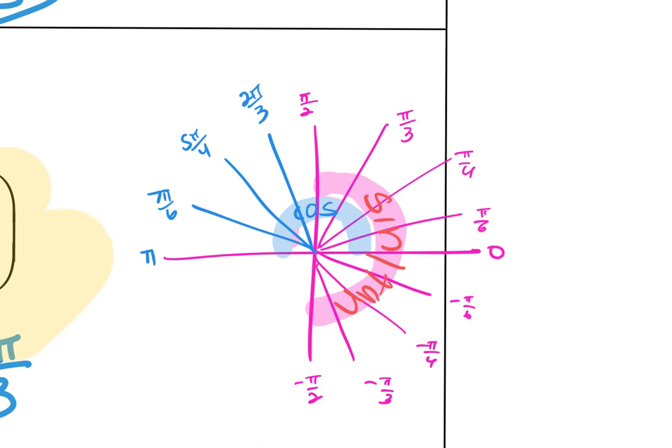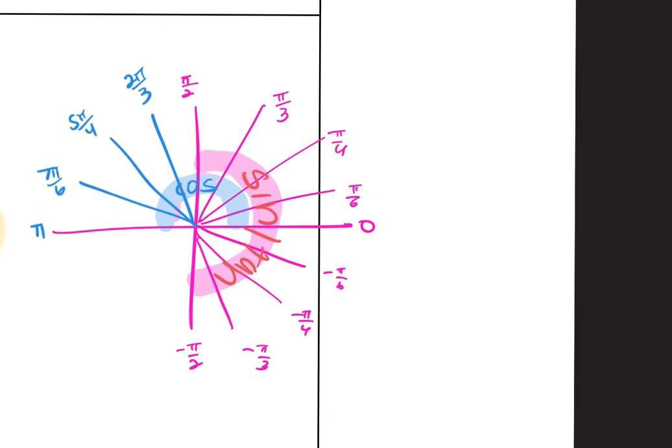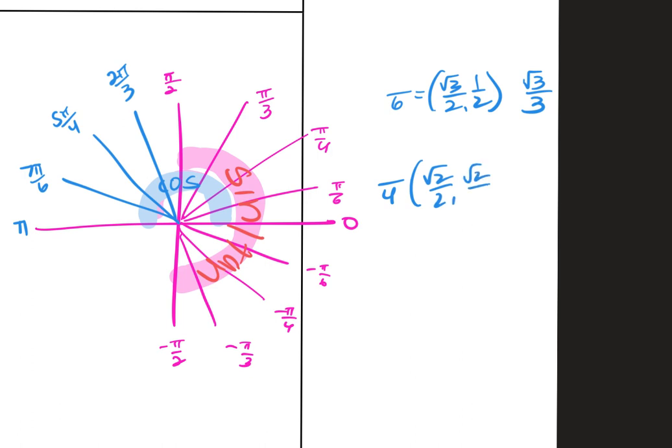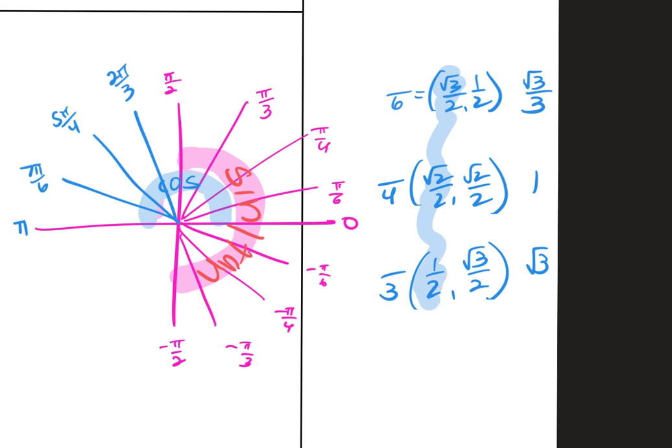And then, honestly, I don't know if I'd even take the time to add all the coordinate points. Maybe off to the side, if it were me, I would say, okay, all my over 6s are root 3 over 2, and 1/2, and the tangent is root 3 over 3. All the over 4s are root 2 over 2, root 2 over 2, and the tangent is 1, and all the over 3s are 1/2, and root 3 over 2, and the tangents are root 3. And then, you know, your cosines are all the x values. Your sines are all the y values. And then your tangents are the ones we added on.